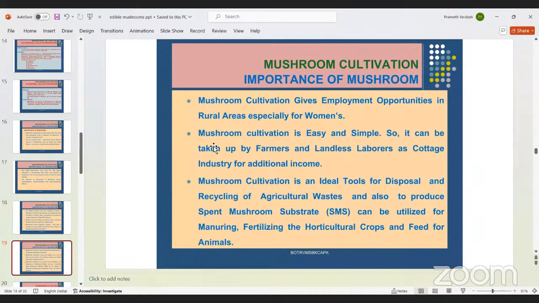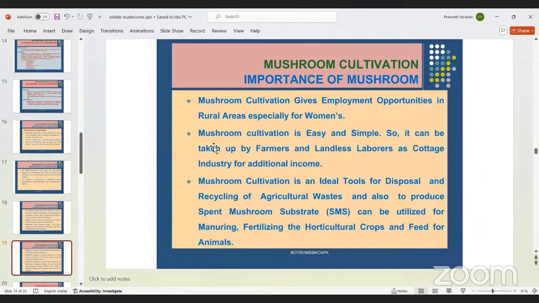Due to this, mushroom cultivation also gives employment opportunities in rural areas, especially for women. Mushroom cultivation is easy and simple, so it can be taken up by farmers and landless labor. Land is also not required for mushroom cultivation, so it is preferable for all types of people.